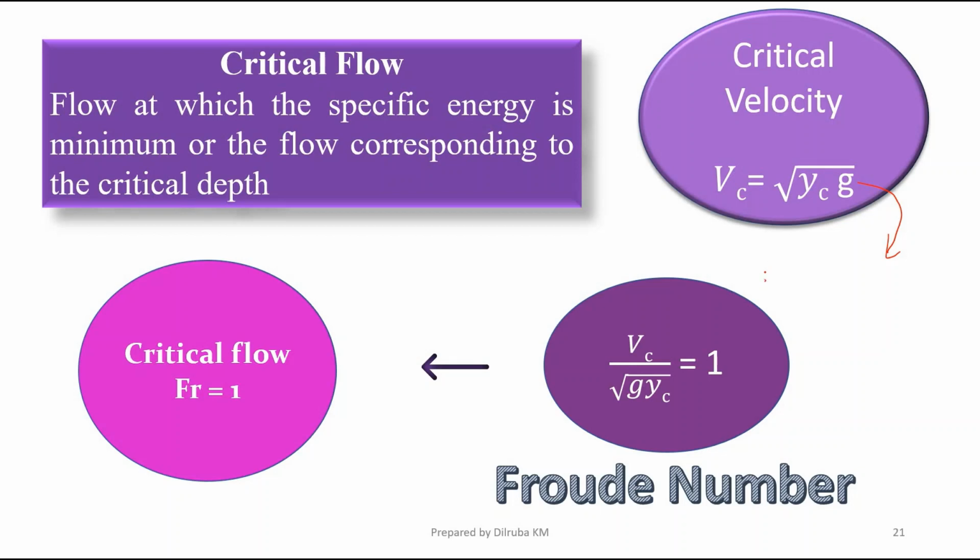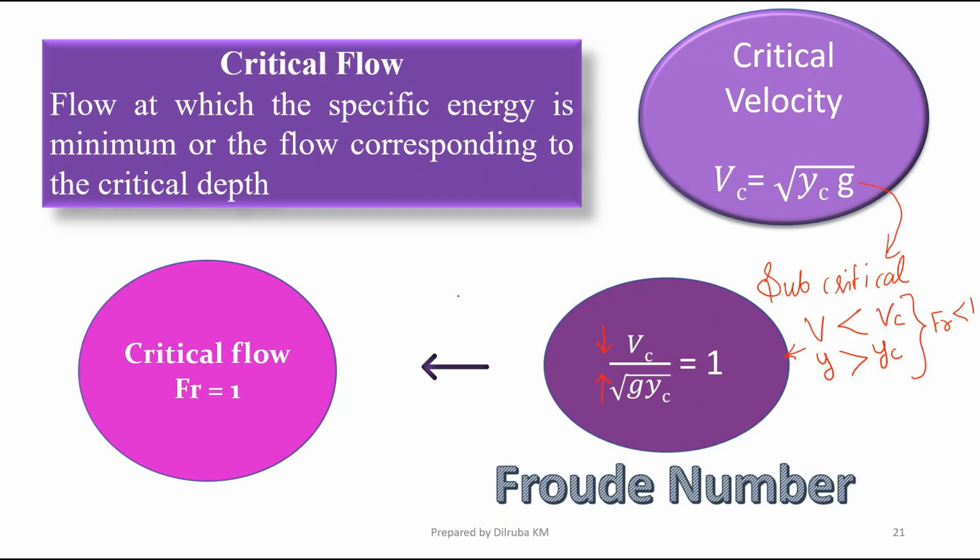Now let us see what will happen to subcritical and supercritical flow. For subcritical flow, we know velocity is less than critical velocity and depth is greater than critical depth. When we look at this equation, the velocity is less than critical velocity, so the numerator is decreasing, and the depth is greater than critical depth, so the denominator is increasing. When the numerator decreases and the denominator increases, the total value will get reduced, which gives a Froude number less than 1.